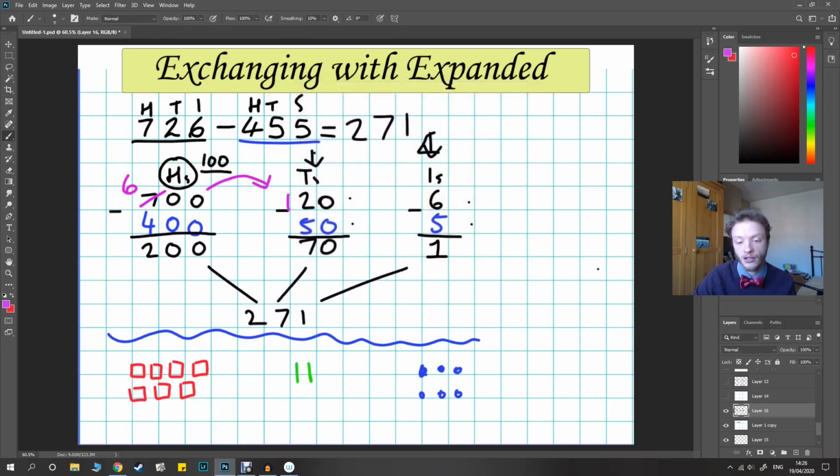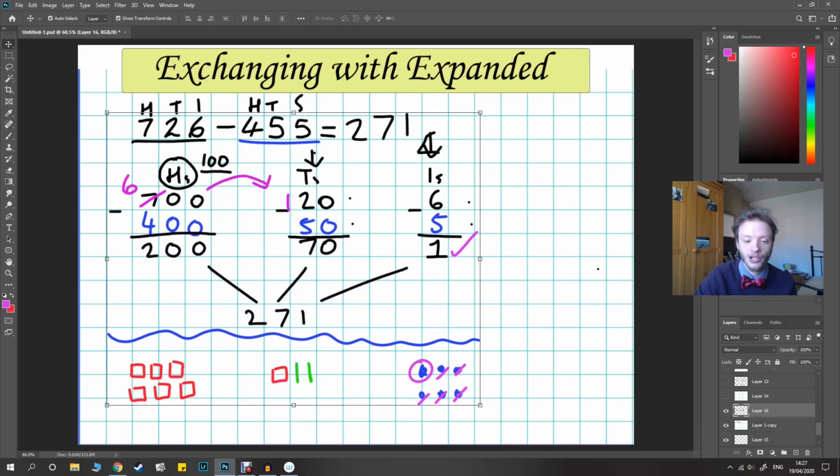6 take away 5. 1, 2, 3, 4, 5. So there were no problems there. That left us with 1. 20 take away 50, we knew we couldn't do because you go 10, 20. There's nothing to take away for the remaining 3 tens. So I need to exchange. With my exchange, I'm going to move this 100 over to here. So now that says 120.